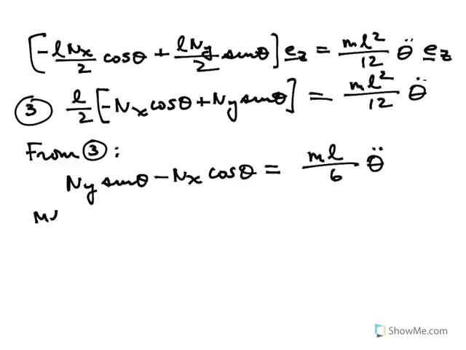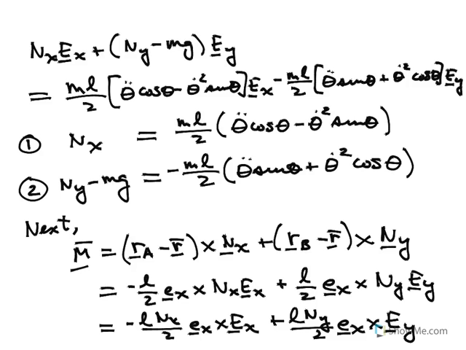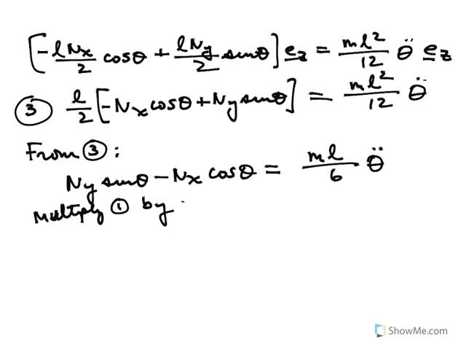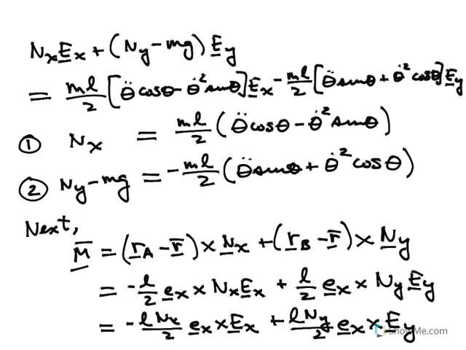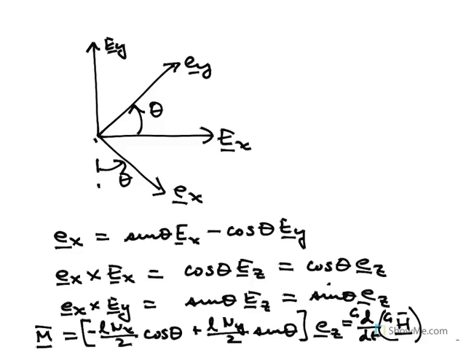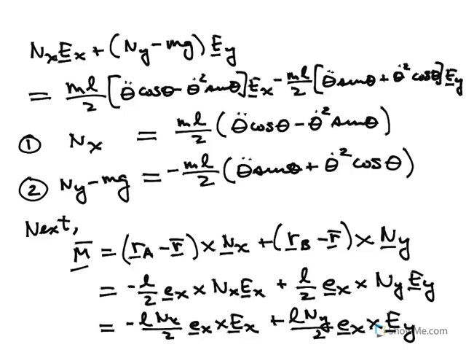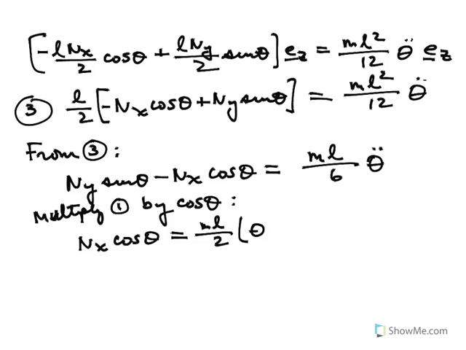If you multiply 1 by, because there's an n sub x here, by cosine theta, what do you get? You get n sub x times the cosine of theta is equal to ml over 2 times theta double dot cosine theta minus theta dot squared times the sine of theta.